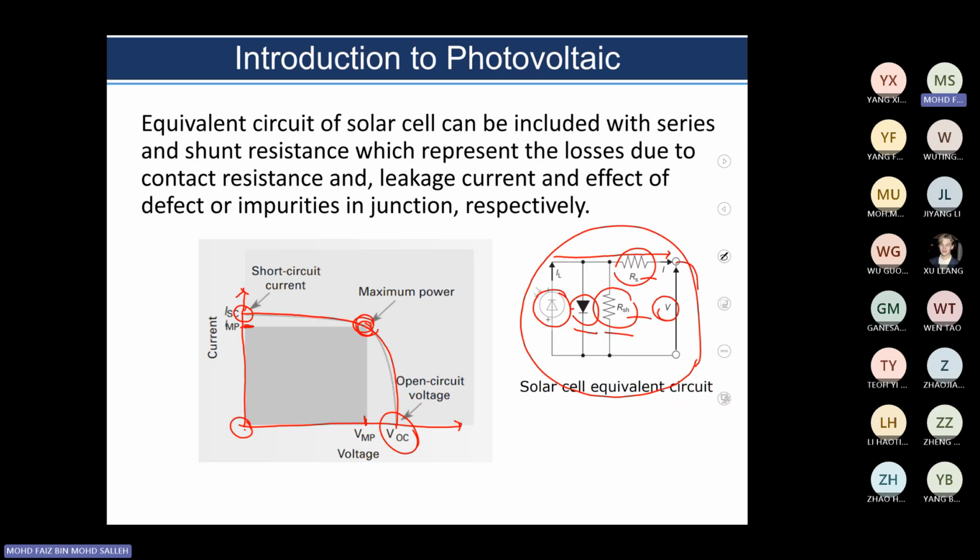So if you want to characterize the solar cell, you need to measure the IV. Under what condition? The standard test condition.